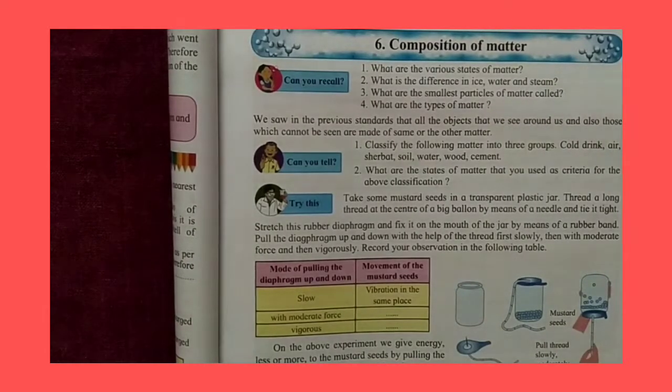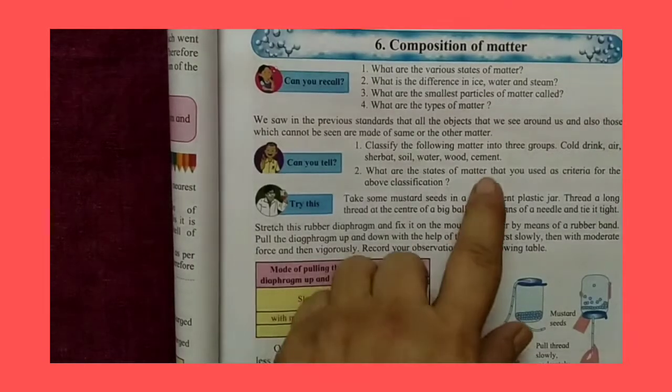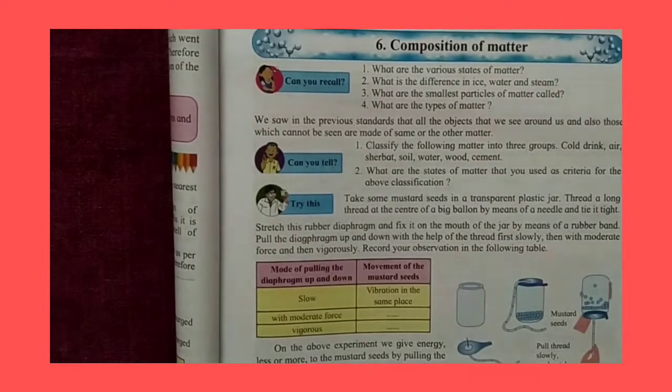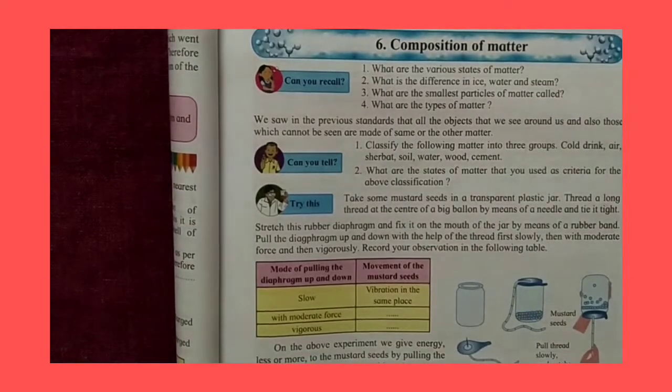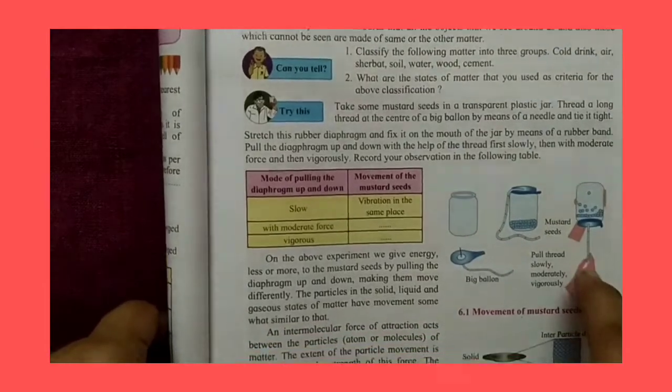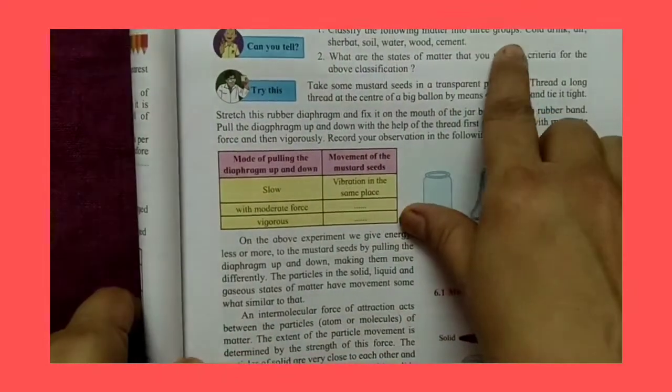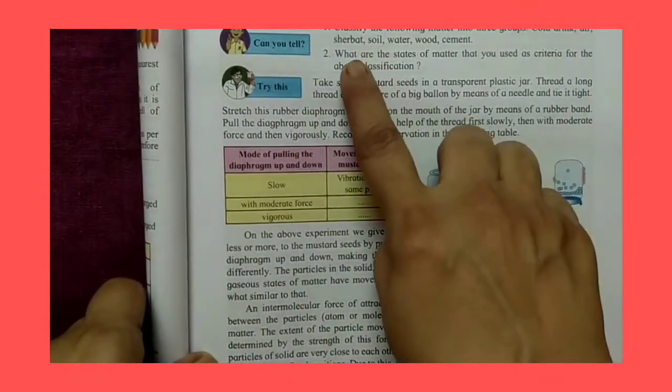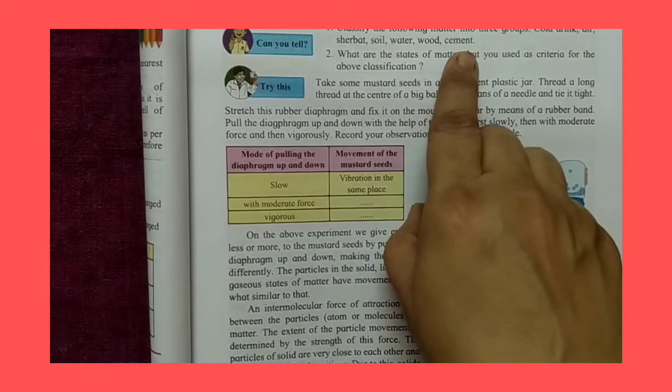We saw the three groups. Now we have seen this experiment. Classify the following matter into three groups: cold drink, air, sharbat, soil, water, wood and cement.